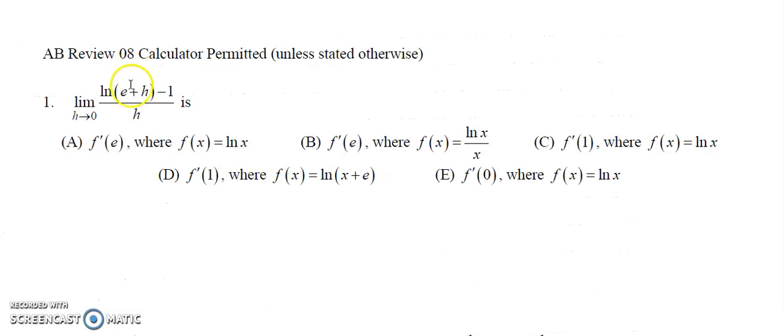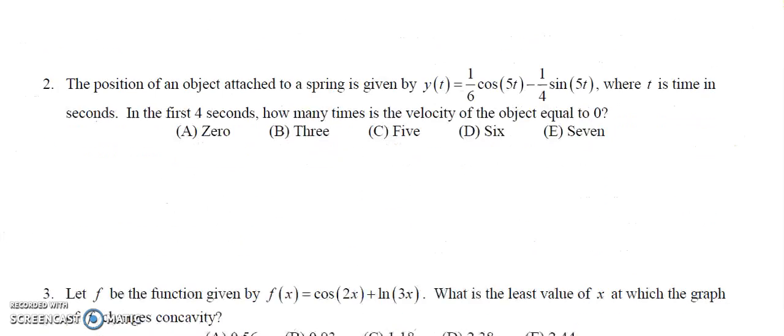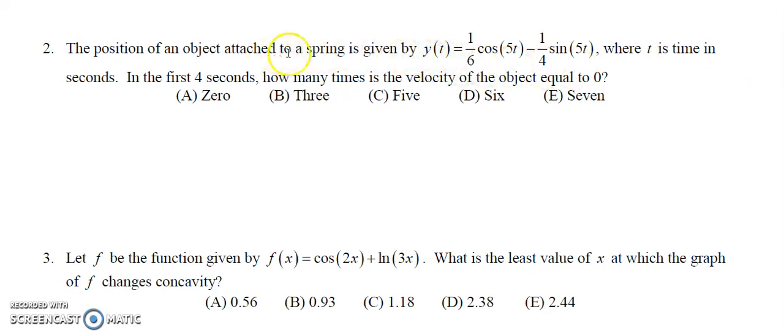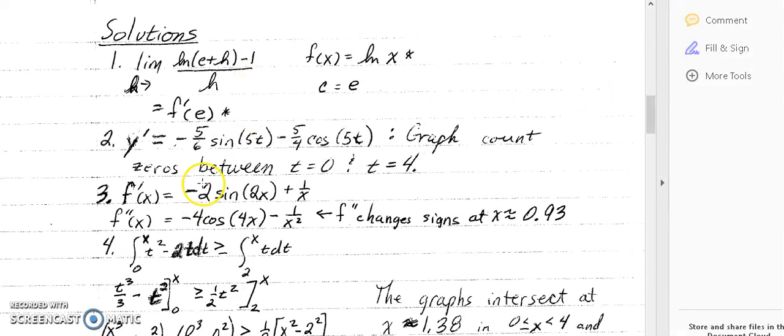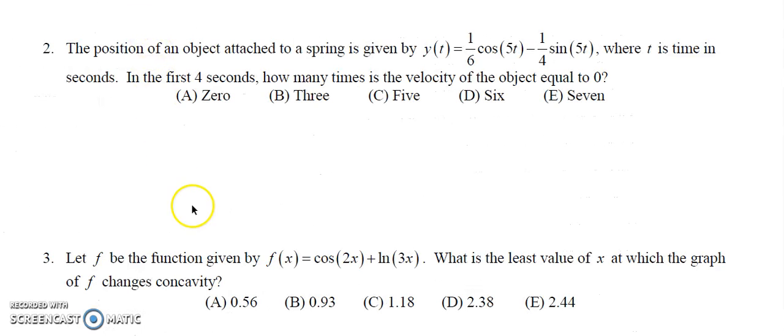What are we looking on in 2? Position here of a spring. How many times does the velocity of the object equal 0? So we get the velocity, and this is calculator, so we go ahead and punch it in, graph it. How many times between 0 and 4 do we get that? That's it. That's all you got to do. Not what they are, just how many. And if you have an issue, zoom in on that one and see.